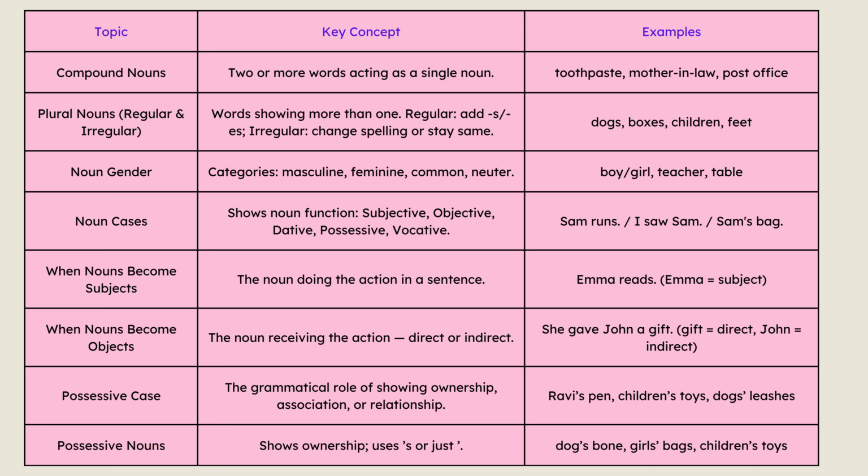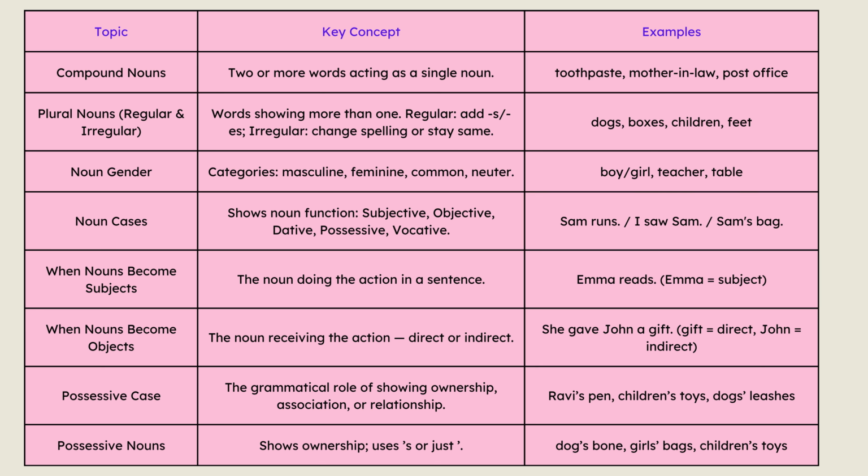When nouns become subjects, a noun becomes the subject when it does the action or is the main focus. Example: Emma reads. Emma is the subject. When nouns become objects, objects receive the action in a sentence. Direct objects answer what or whom. Indirect objects answer to whom or for whom. Example: she gave John a gift. Gift is the direct object. John is the indirect object.